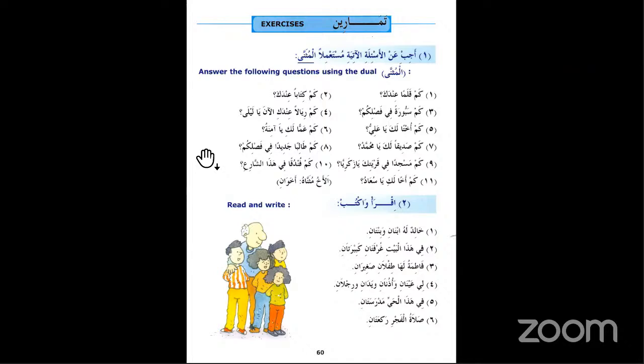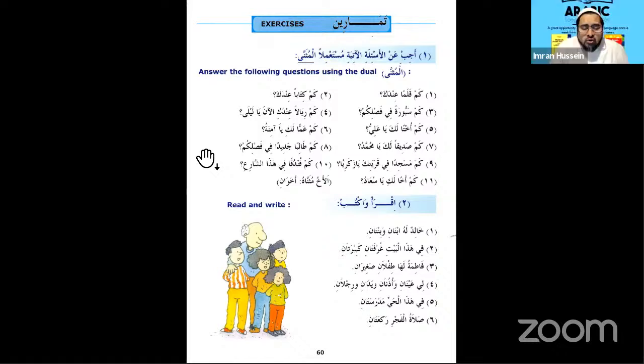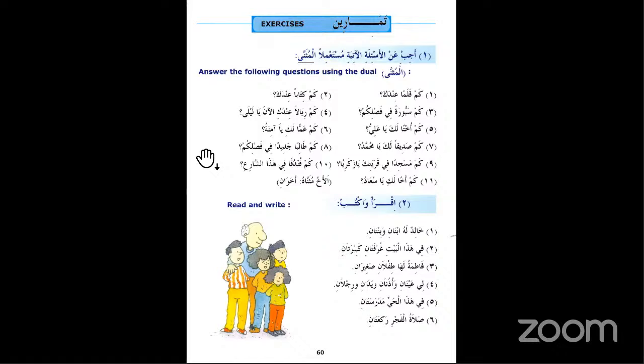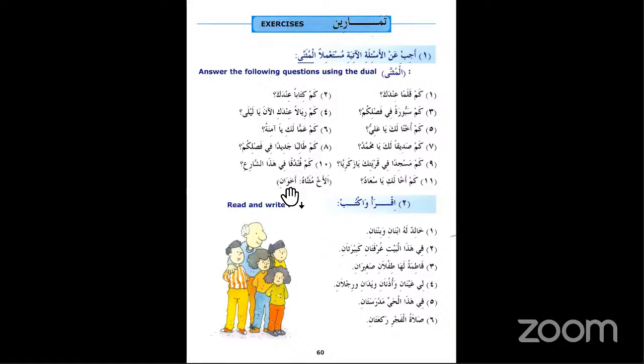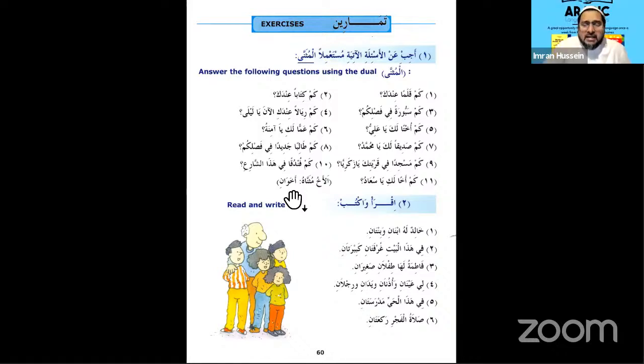Maulana, is it Ikhwan or Ikhwani? The word akhun is the singular, and when you want to make dual, it's akhawani. Al-akhu is the singular, its dual is akhawani: li akhawani. Okay. Uncles: Amman is Ammani. Ammun, Ammani. Okay.